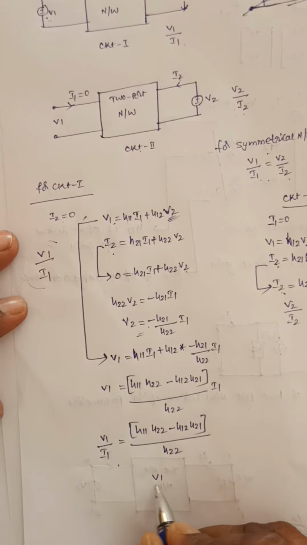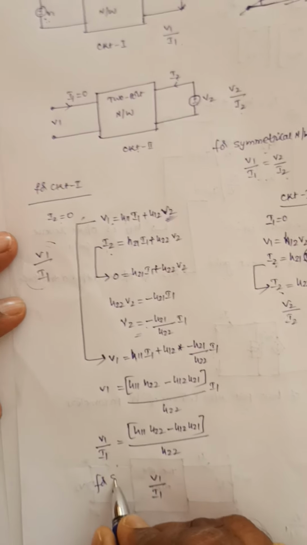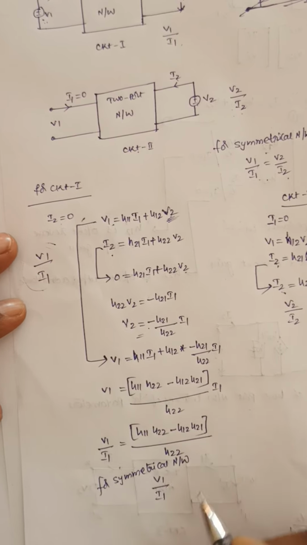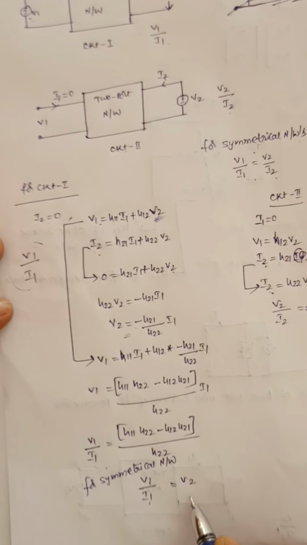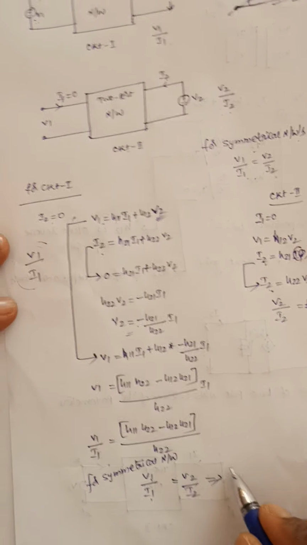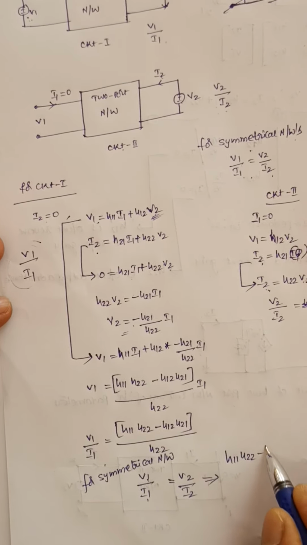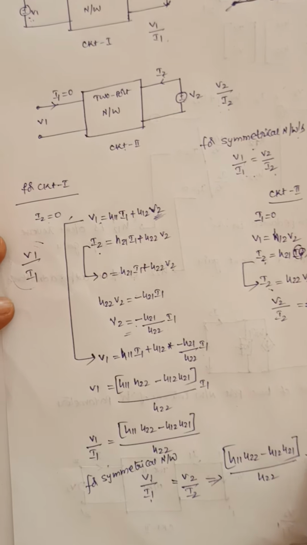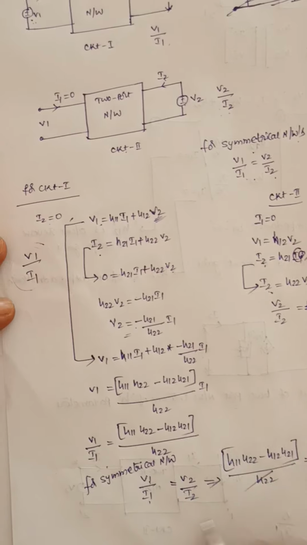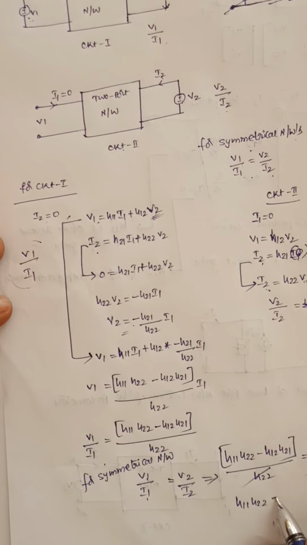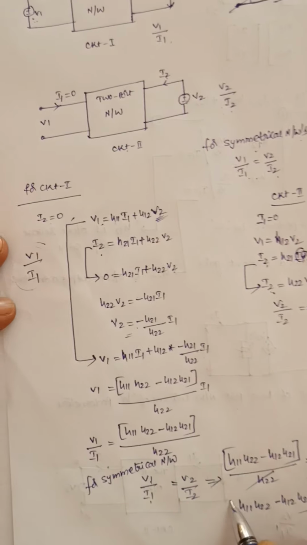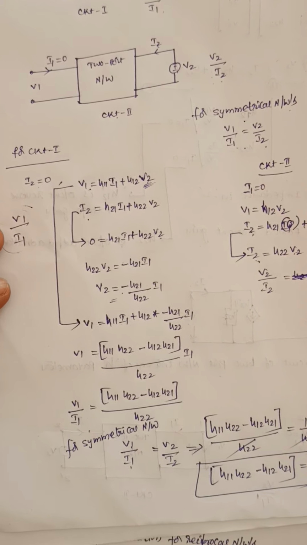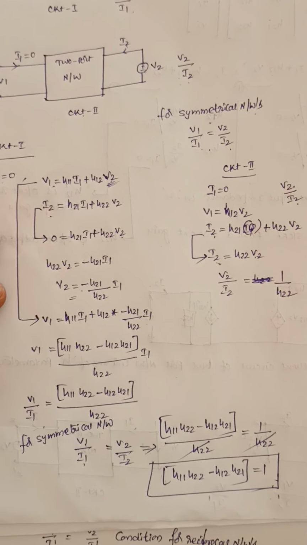So here we know that for symmetrical networks, V1 by I1 is equal to V2 by I2. So this is equal to H11 H22 minus H12 H21 divided by H22. That is equal to 1 by H22. So this gives H11 H22 minus H12 H21 is equal to 1. So this is the condition for symmetrical networks in terms of hybrid parameters. Right.